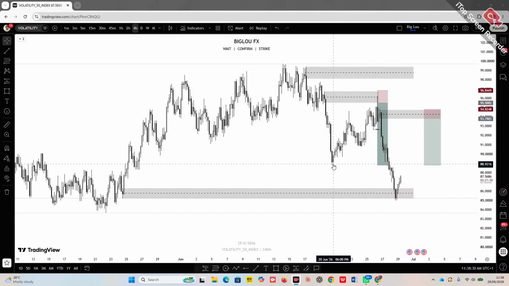This is Volatility 50 Index. The broker is there with Volatility 50 Index, and I take my structure on the 4 hours. I'm an intraday trader. I want to get in and get out of a trade if possible within a day, or at most within 2 to 3 days.